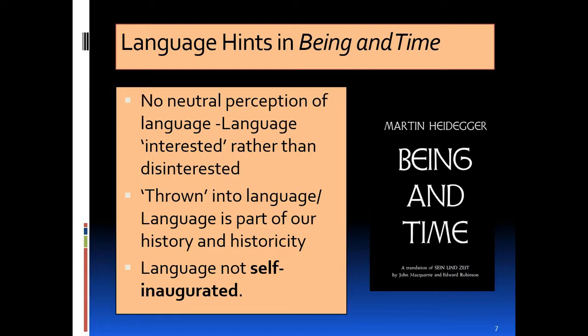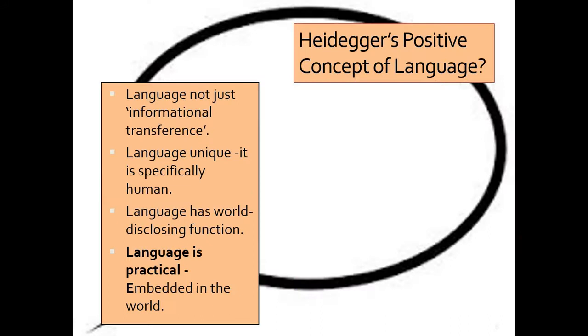It might be a quite counterintuitive idea, because when we use language, we always, in some sense, think it's proximate to our thinking. It's something that we own. And that is where we can begin to think about Heidegger's positive concept of language. As I say at the top, language is not just informational transference. It's not just a means of transmitting information. If we're driving, you might see a road sign that says roundabout ahead, or 50 mile zone or whatever.